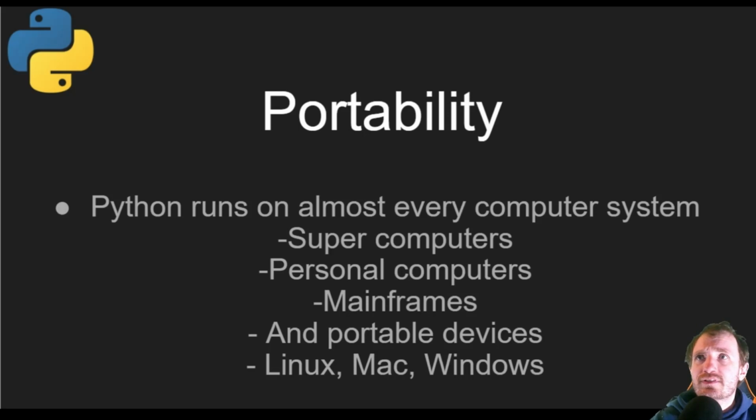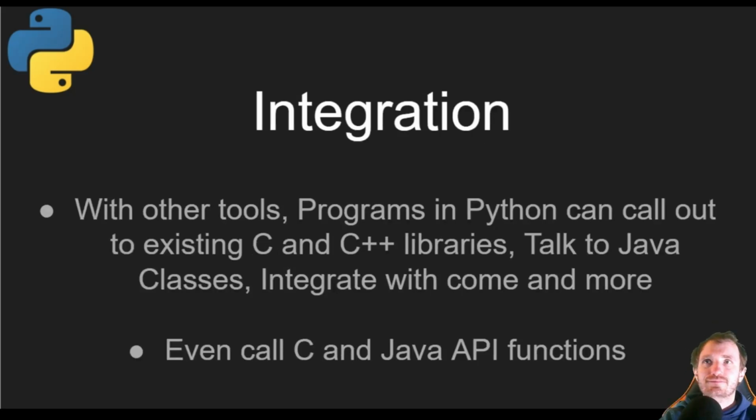Another one, which I always really like with Python, is its portability. Python runs on almost every computer system you can really imagine. This is even super powerful computers and your personal laptop at home. It can run on mainframes, even portable devices, and it's supported by Linux, Mac, and Windows, which if you do auto hotkeys, really all you got is Windows. So this is a good alternative to auto hotkeys when it comes to automation, because of just how diverse it is. And the other good reason for it is integration.